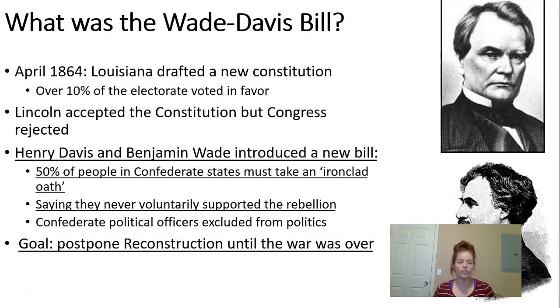Really, the main goal of this bill was to postpone Reconstruction until after the war was over. Lincoln's plan, pretty much from the beginning of the war, was thinking, how are we going to restore the South to the Union? Because he wanted to win, and in winning, that's getting the South back into the United States. So from the beginning, he was really thinking about how this process is going to go, how we can do this, and how we can get the process jump-started. So this bill says, no, we can't really plan anything until the war is officially over.